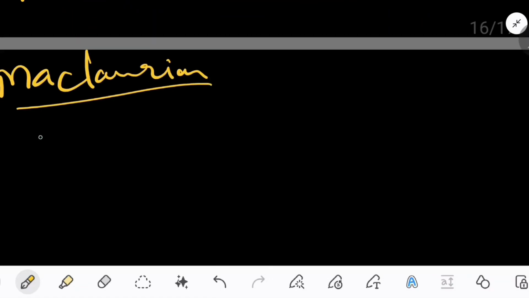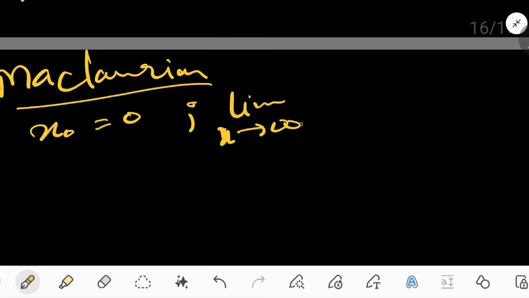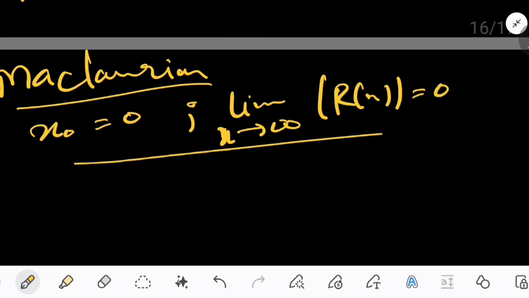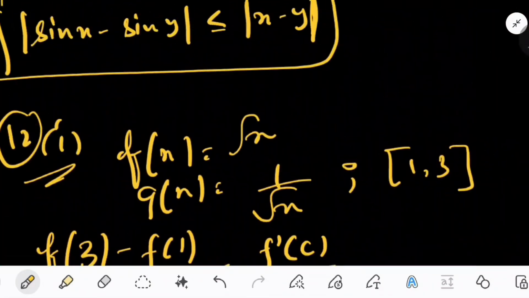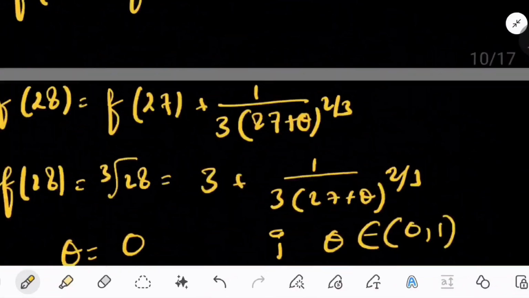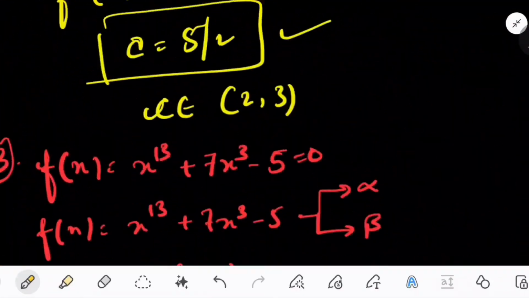Okay, and just see what is Maclaurin series. Well, Maclaurin in this case, you just substitute x naught equal to 0, and as the limit of R(x) tends towards 0, then in this case the Taylor's series tends towards Maclaurin. Okay, that's the thing. I hope you understood. Now let's see a question on it and then we will wind up. Well, let's see the question.